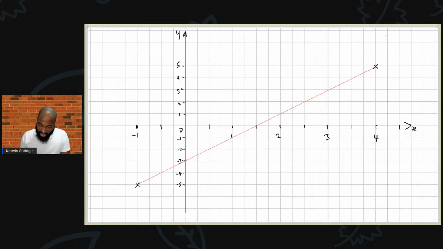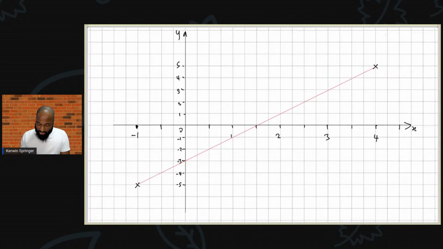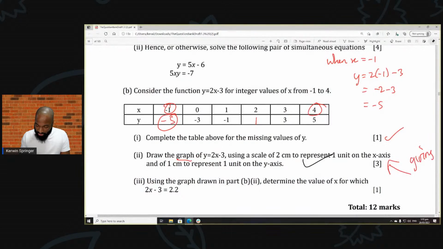But if you had all these points, I would suggest that you include these points to make the graph look good. So (0, -3), we had (1, -1), we had (2, 1), and we had (3, 3). I believe (3, 3) was a point. Yeah, (3, 3). So we good there.